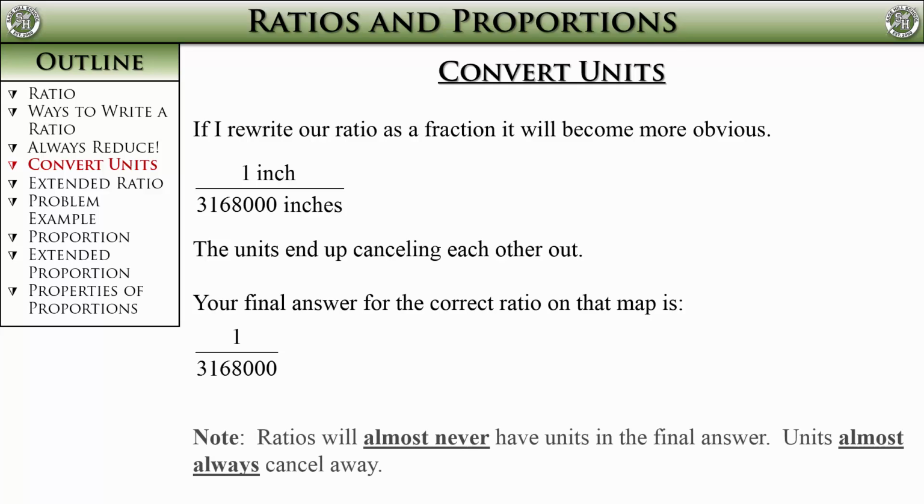1/3,168,000. Note that the ratios will almost never have units in the final answer. Units almost always cancel away. There are only a few instances where it makes sense to have different units. A map legend happens to be one of them.